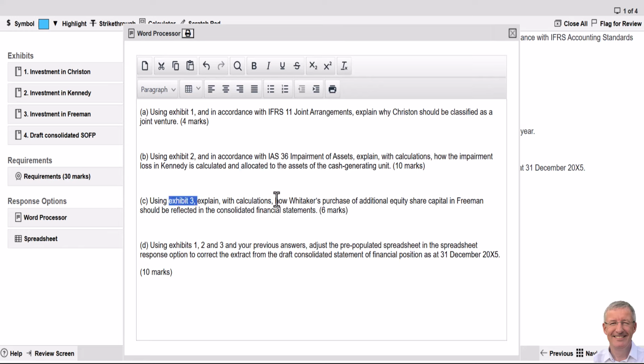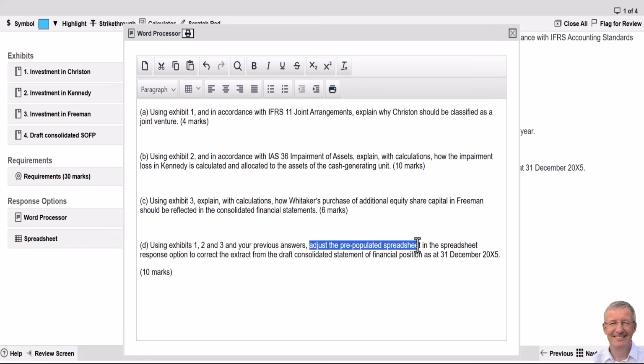Exhibit 3 is about Freeman and about how we've bought additional shares. So that could be a step acquisition if we're gaining control, or it could be a reduction in the non-controlling interest if it's a control-to-control transaction. 6 marks. As you will always have, you're going to have to adjust the pre-populated spreadsheet in response to Exhibits 1, 2 and 3.